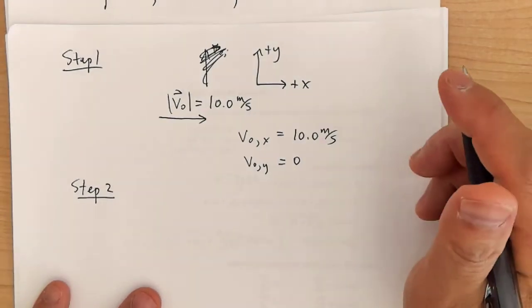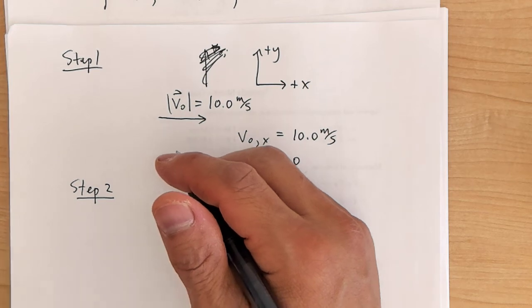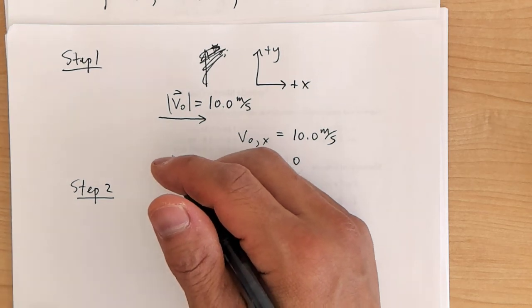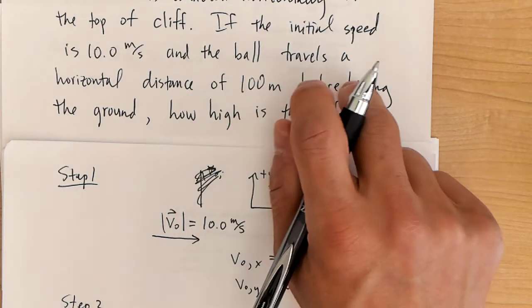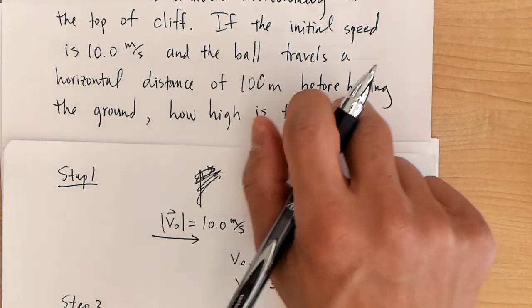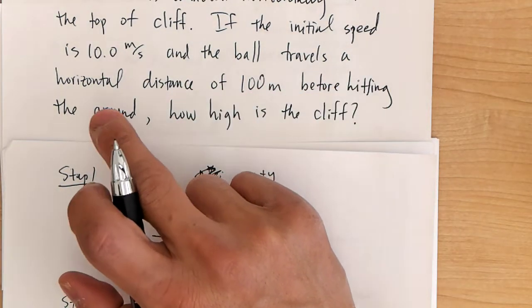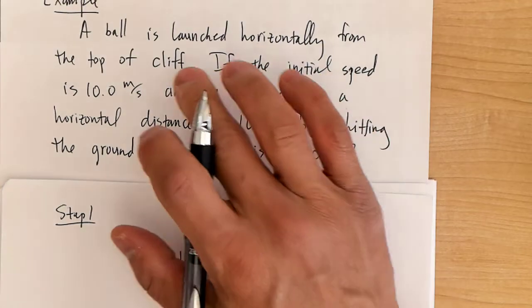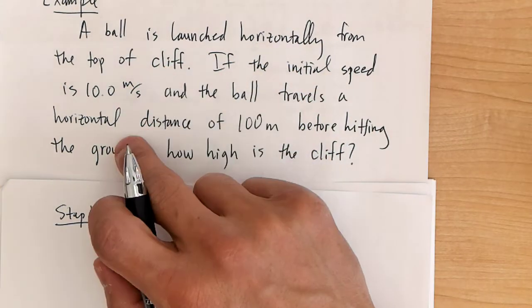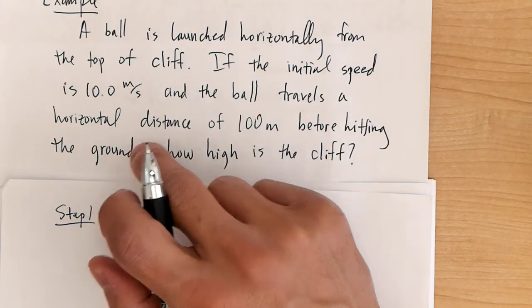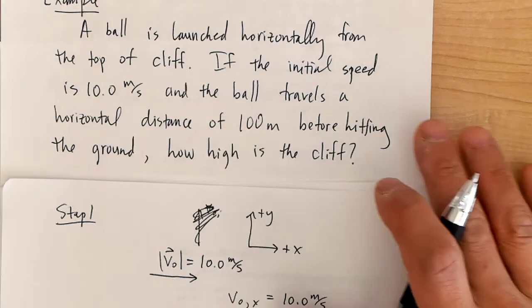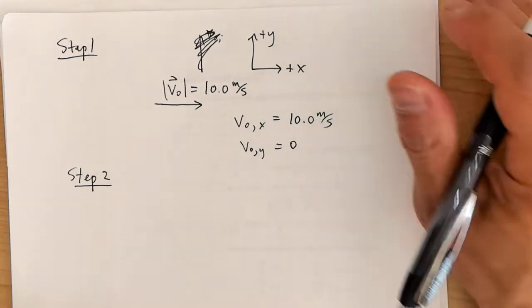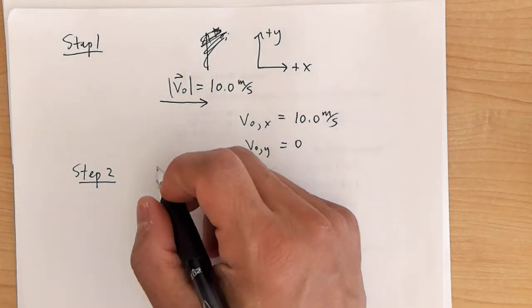Okay, so the final point is determined by which direction. Is it the x direction or the y direction? Well, the problem says the ball travels a horizontal distance of 100 meters before hitting the ground. Now, the ground doesn't really help you because you don't know where you started from, so the y direction is not really telling you what delta t is, but it's telling you that you go a horizontal distance of 100 meters, so it looks like the x direction will be the one to start off with.